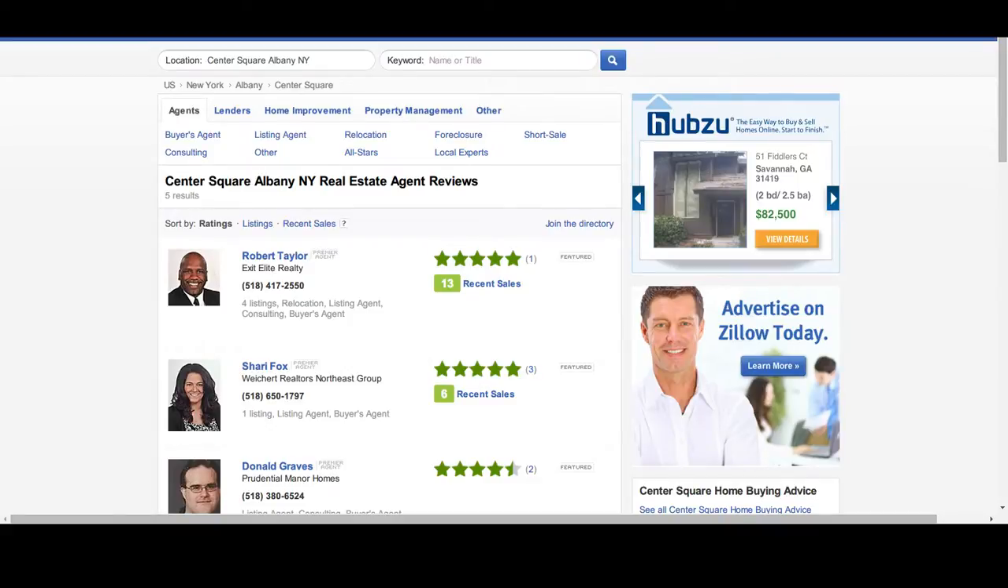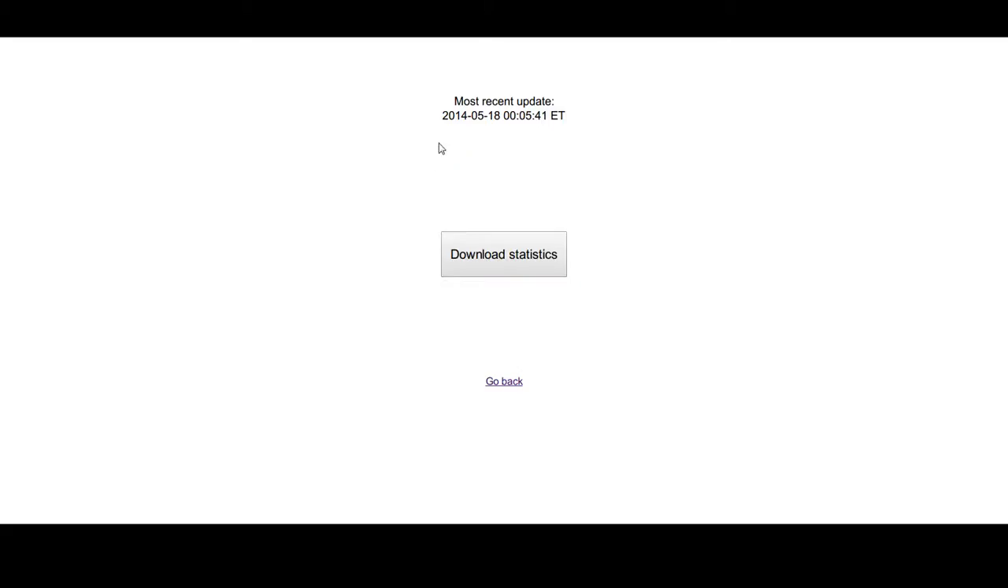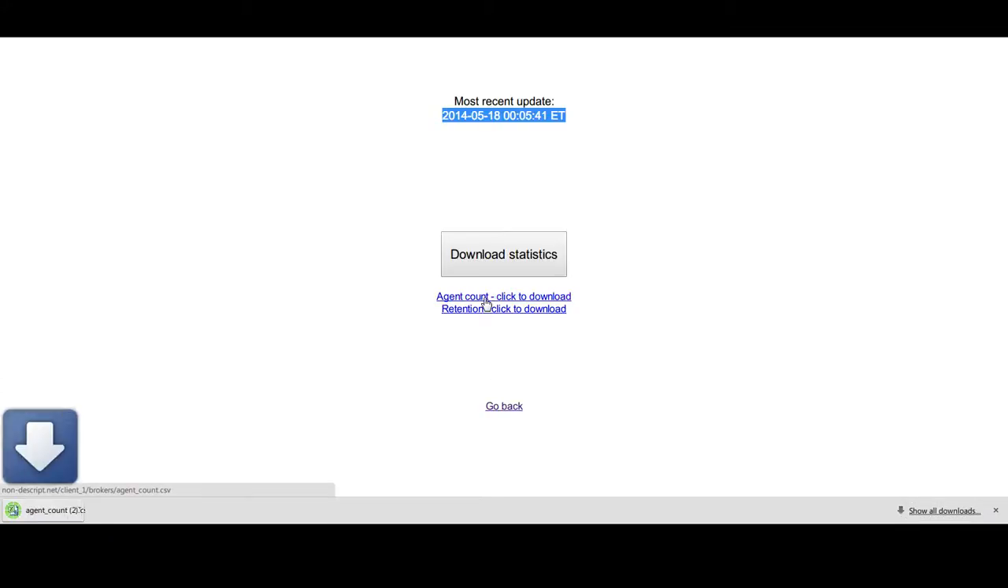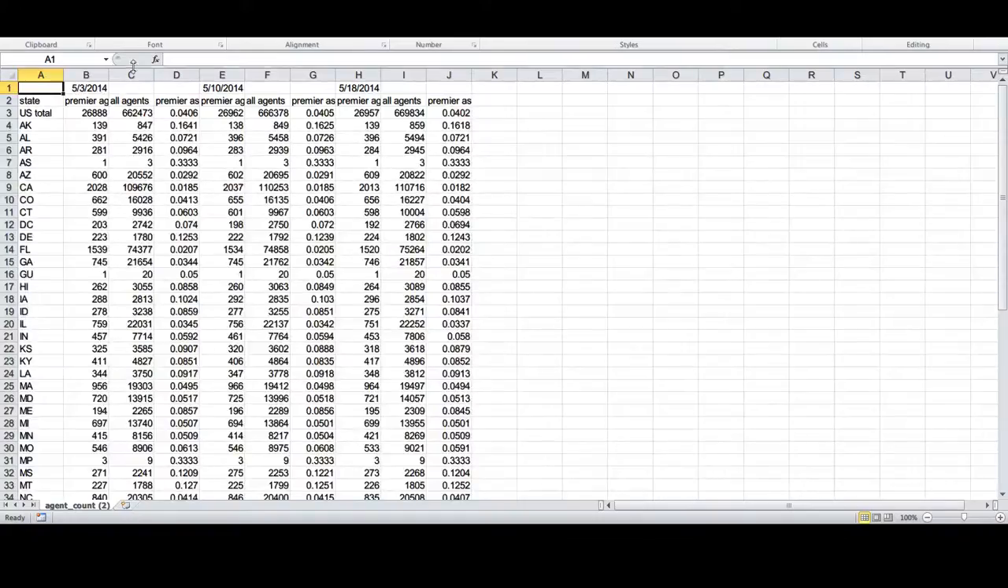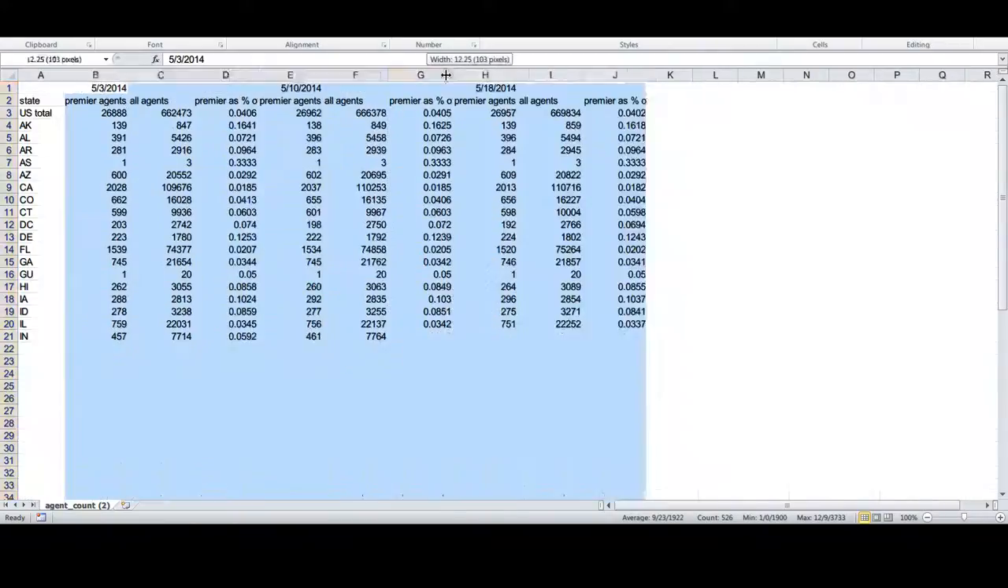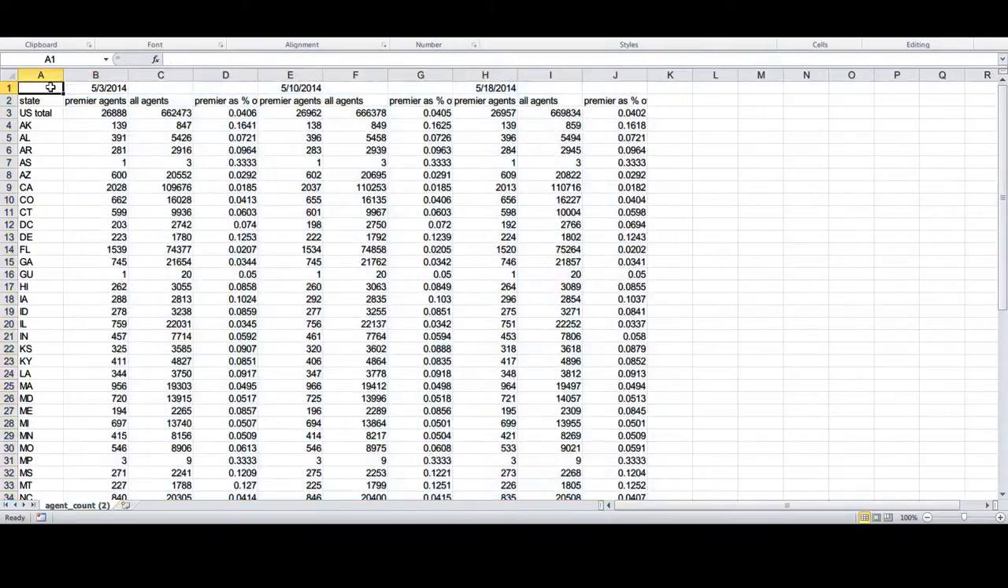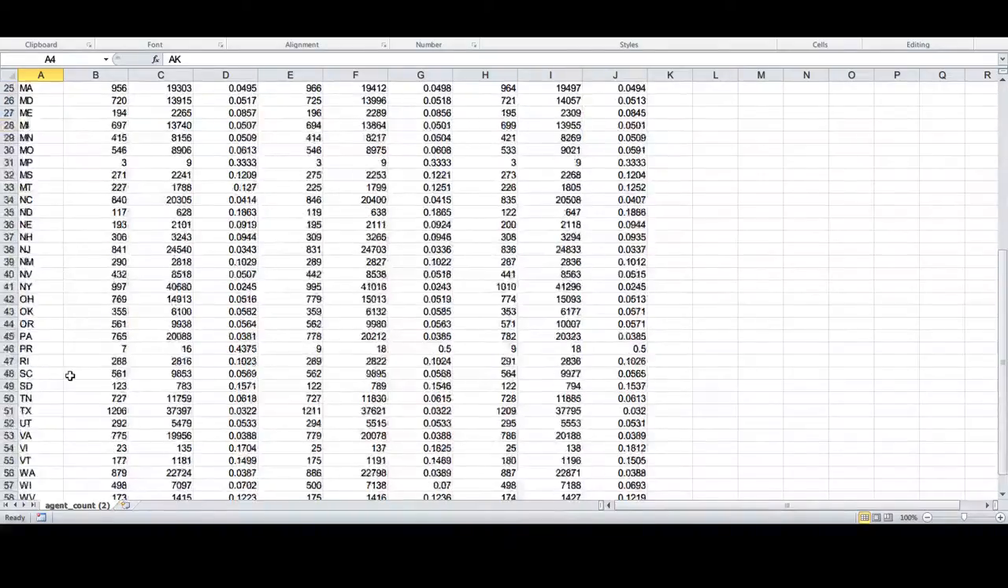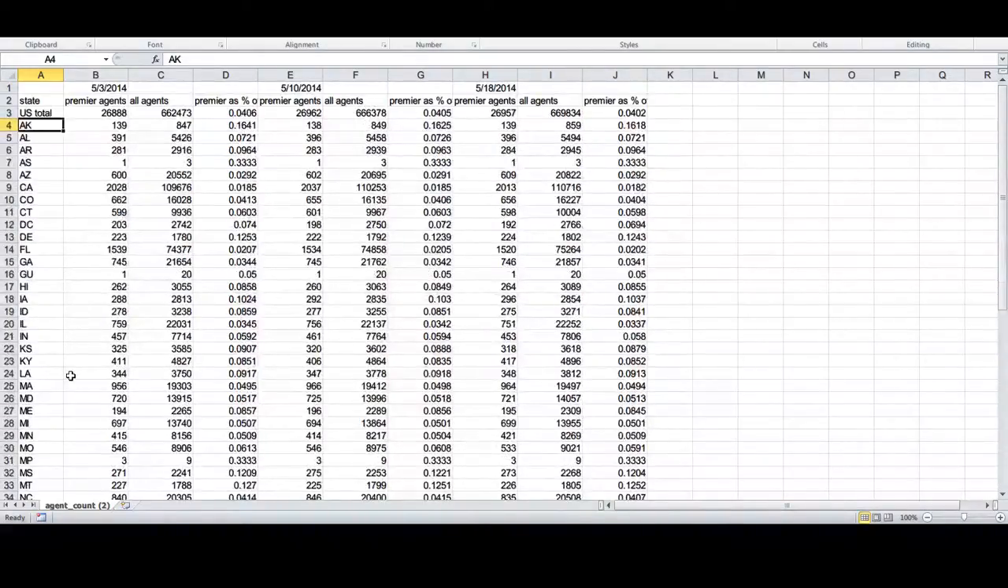Now what a user can do is go to a website, see when the most recent update happened, then click this button and see two files ready for download. File number one is agent count. Click that. What it shows is just the agent count as of each week that scanning happened, split by state, just in case somebody wants to see that state statistics.